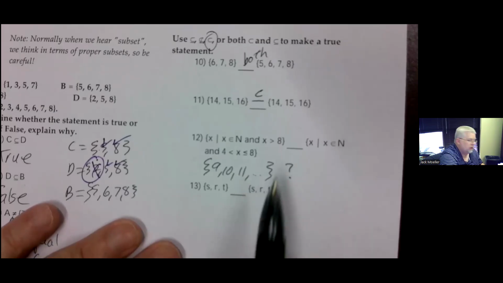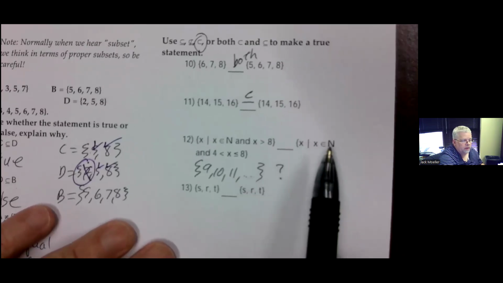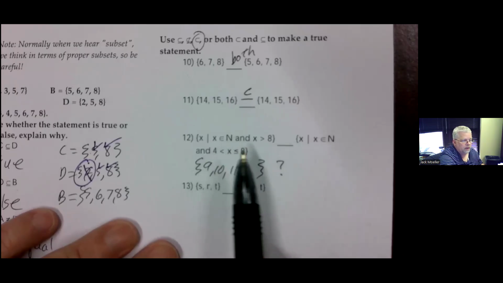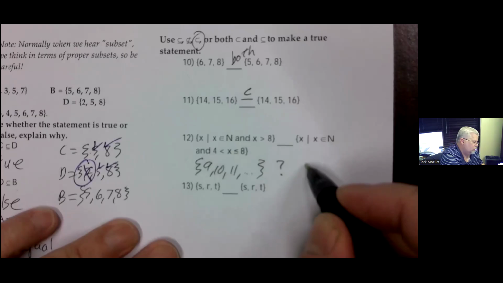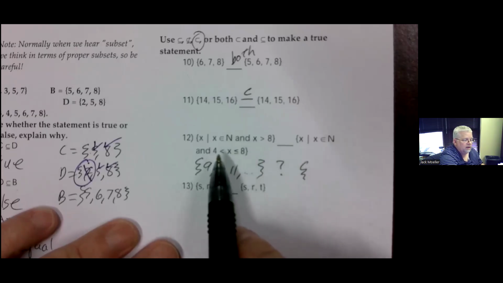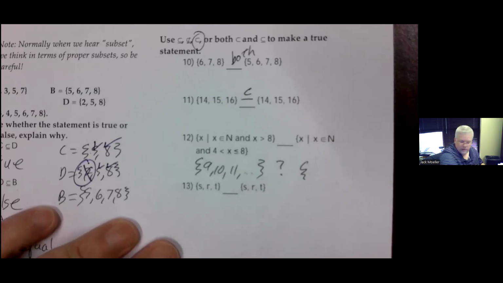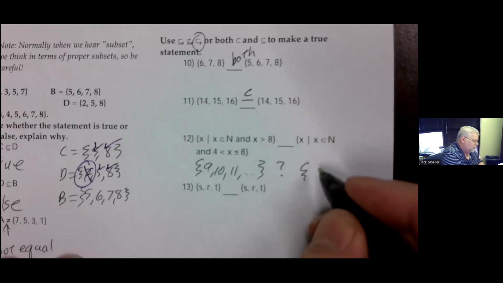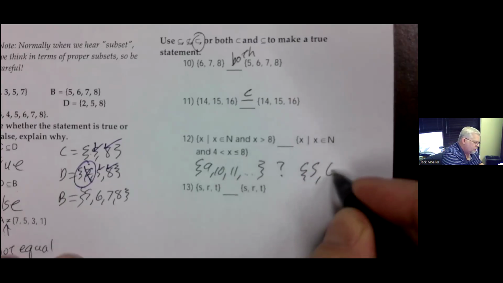On the right-hand side, we have X such that X is a natural number, so we're dealing with positives. And 4 is less than X, which is less than or equal to 8. So what are we dealing with on the right-hand side? It's not 4, it goes to 5. It starts at 5, and now it equals 8, so 5, 6, 7, 8.